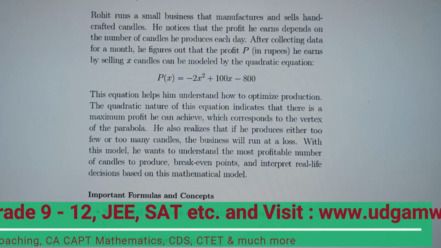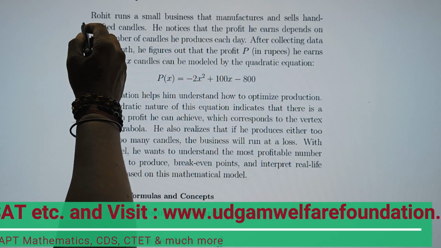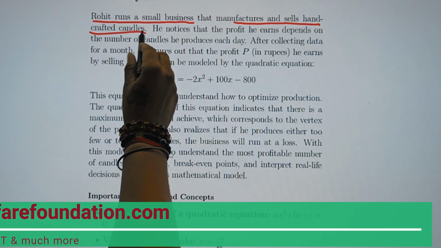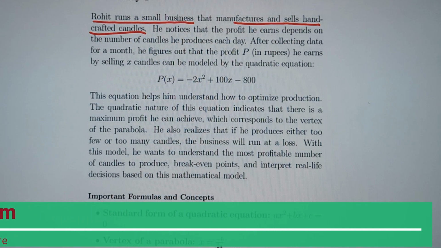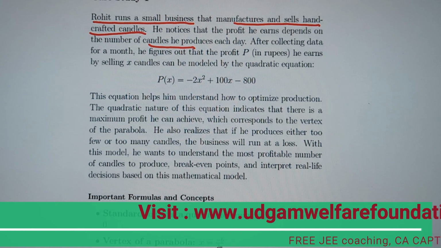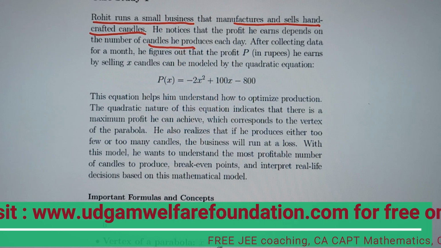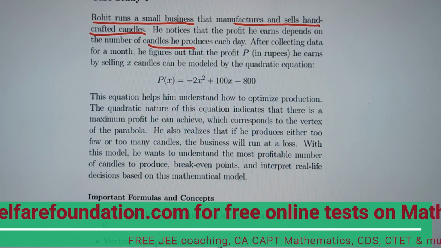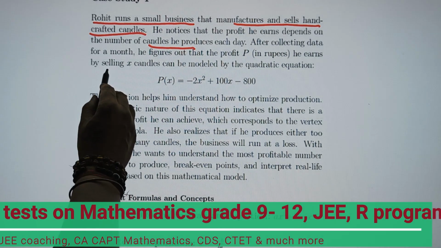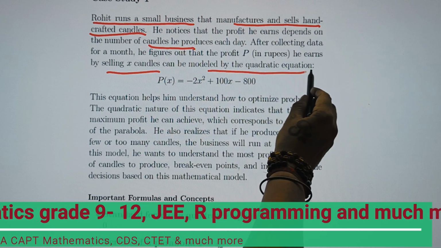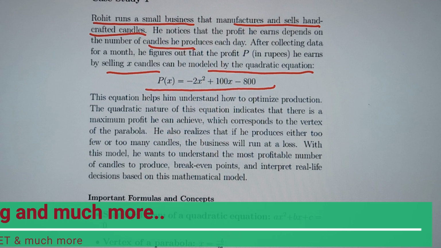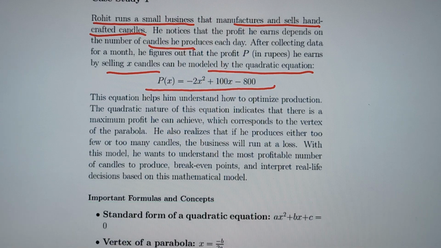So students, here comes our first case study on this chapter. Rohit runs a small business that manufactures and sells handcrafted candles. He notices that the profit he earns depends on the number of candles he produces each day. After collecting the data for a month, he figures out that the profit P in rupees he earns by selling x candles can be modeled by the quadratic equation P(x) equal to this. This equation helps him understand how to optimize production.